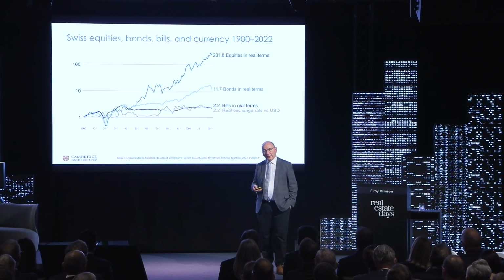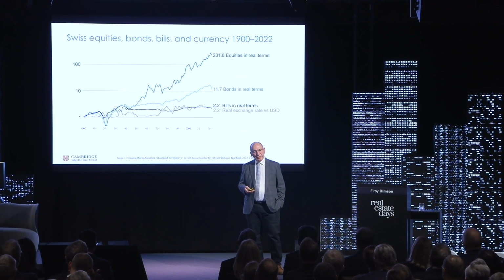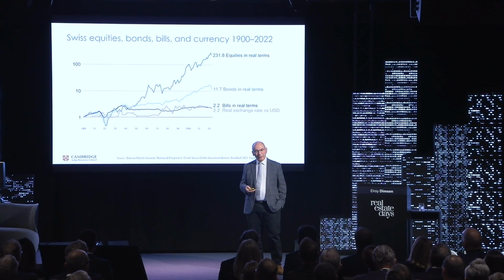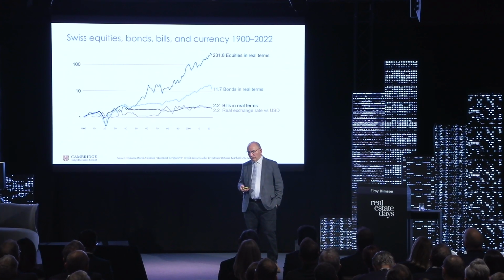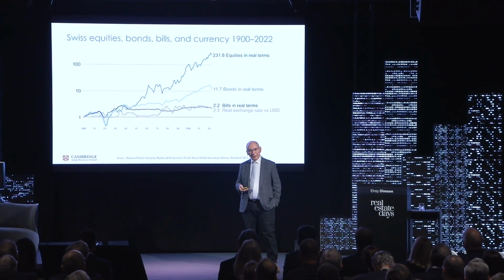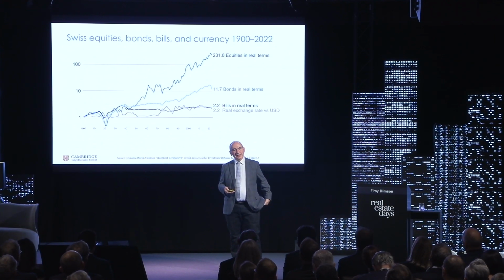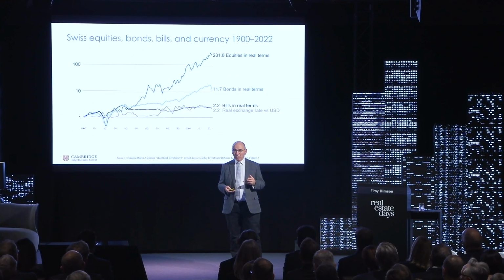And so you can see here what the performance was of the main asset categories in real terms. Almost all the data that I'll show you is adjusted for inflation. That's what we mean when we say real terms. If you had, back in New Year 1900, bought equities in the stock market in Switzerland, that would have grown in real terms to having a purchasing power that's 231.8 times as big as the money that you put in at the beginning. The cause of that?